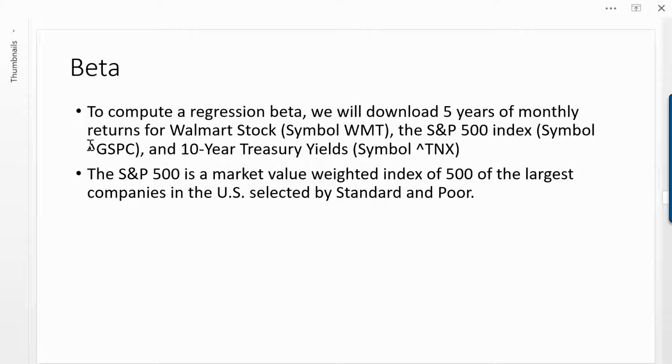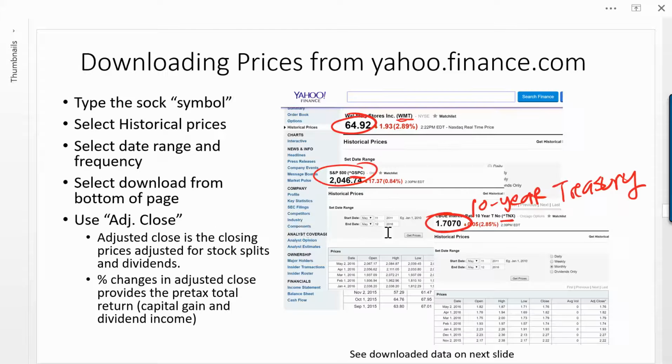Now the symbol is a little hat sign, a little hat thing, GSPC in Yahoo Finance. I'm going to look that up to get the index of the S&P 500. And I'm going to look at Treasury yields. Now the symbol for the Treasury yields in Yahoo Finance is TNX with a little hat. And I'm going to download 5 years of monthly prices.